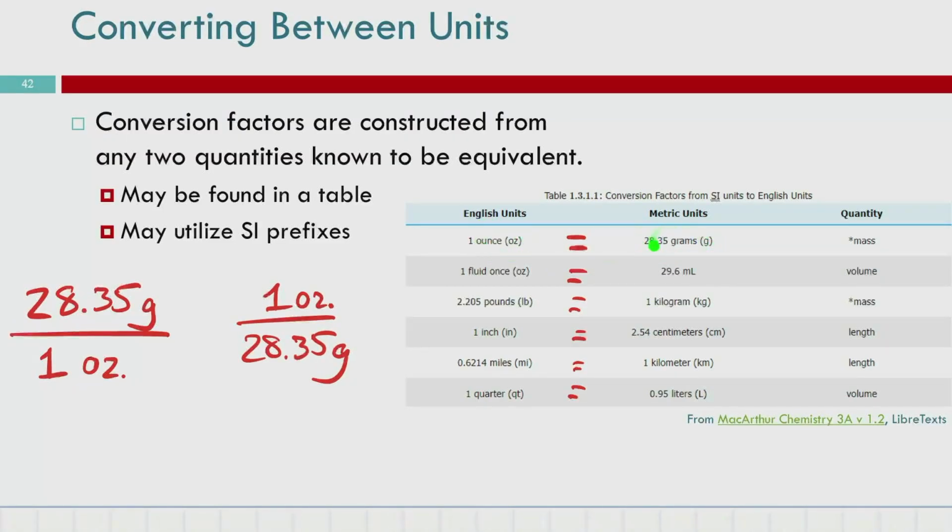For ounces and grams, anytime you want to convert from ounces to grams or grams to ounces, you would use one of these. The math reason that these work is these two things are equal to each other. So they're essentially the same. 1 ounce is the same as 28.35 grams.